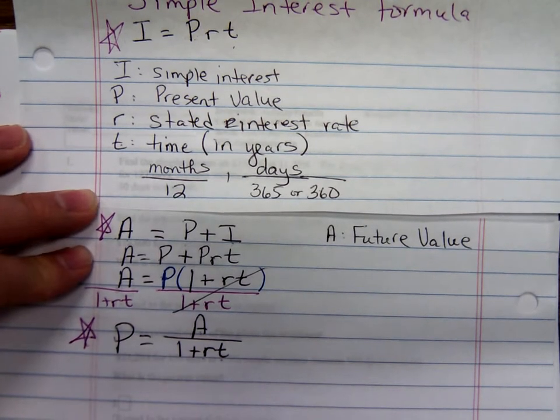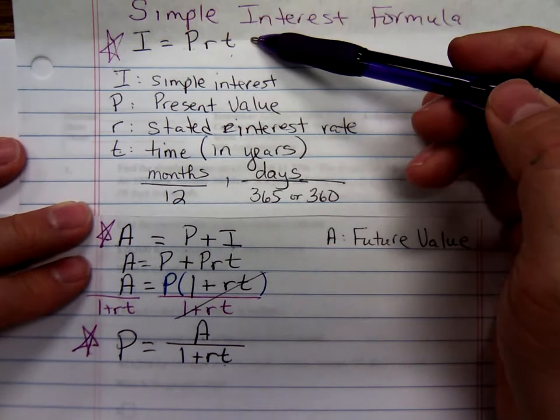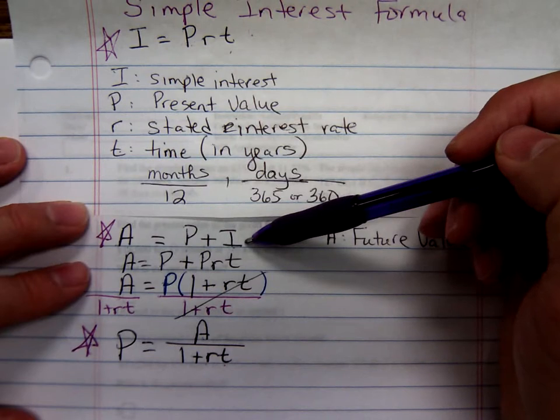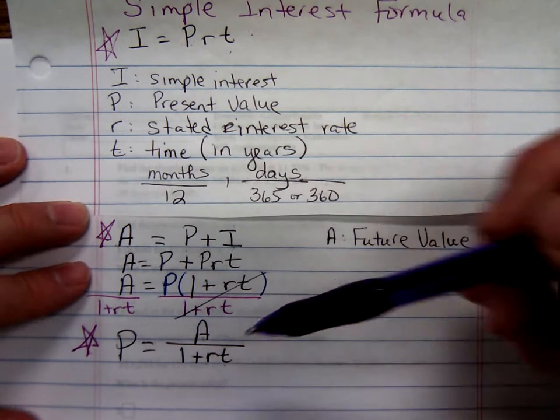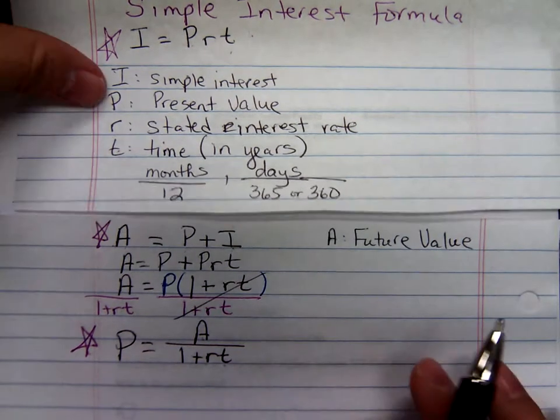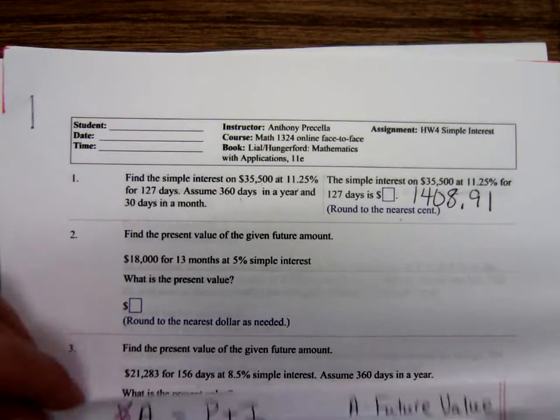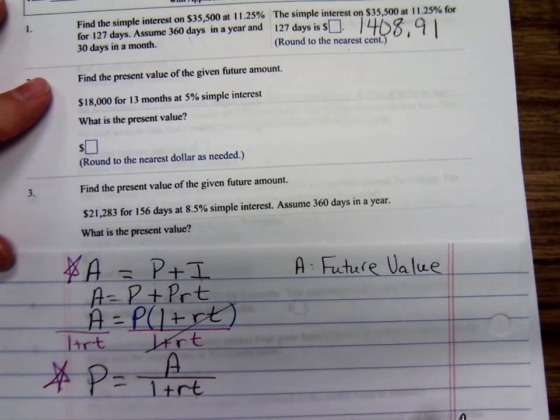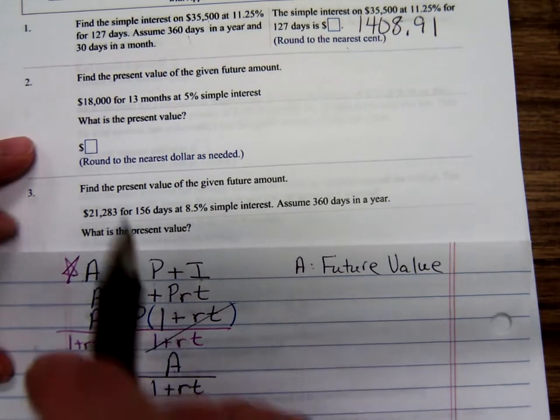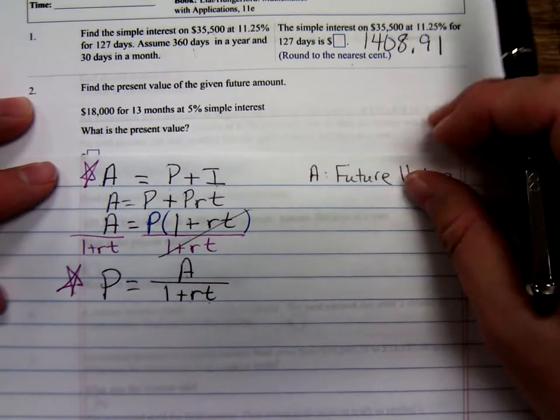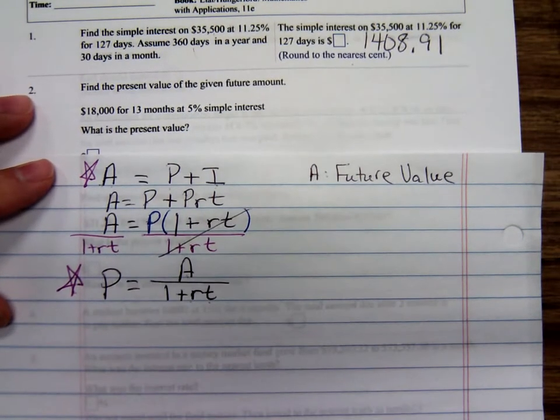To work these problems, I'm going to get them all done using only these three formulas. I equals PRT, A equals P plus I, P equals A over 1 plus RT. Now, let's look at problem number 2 right here. Problem 2 says, right there, 2 and 3 are very similar. Okay, problem 2. Find the present value of the given future value.